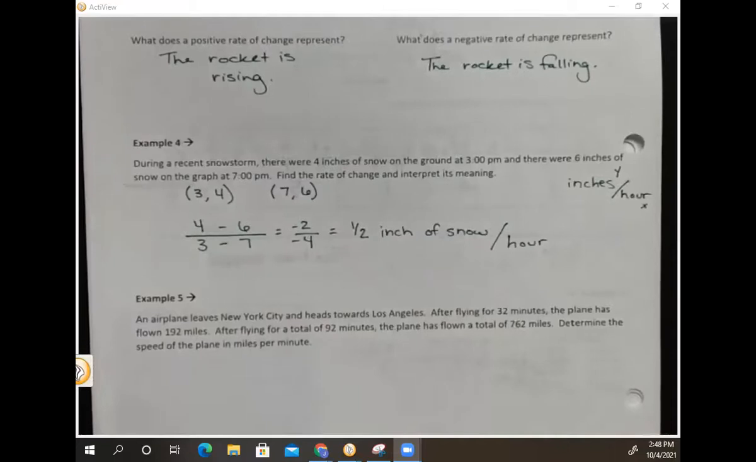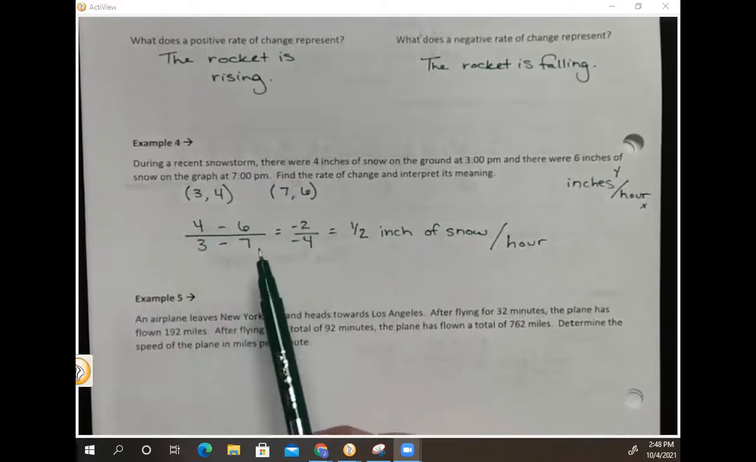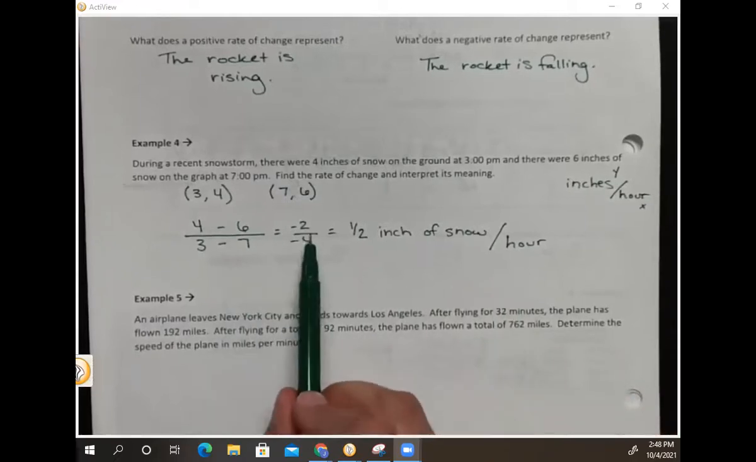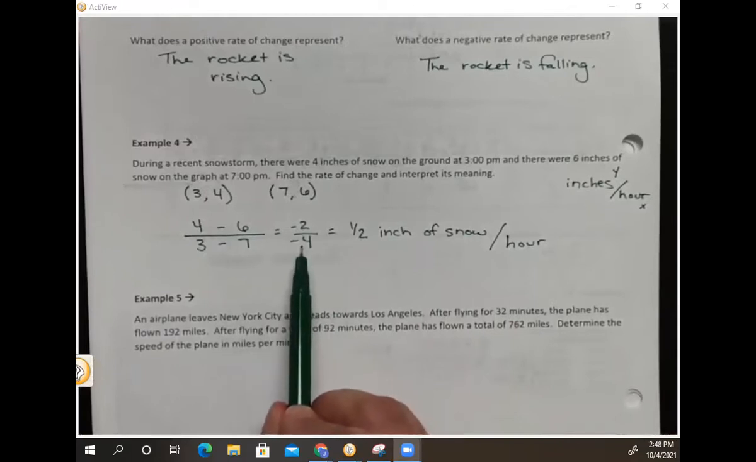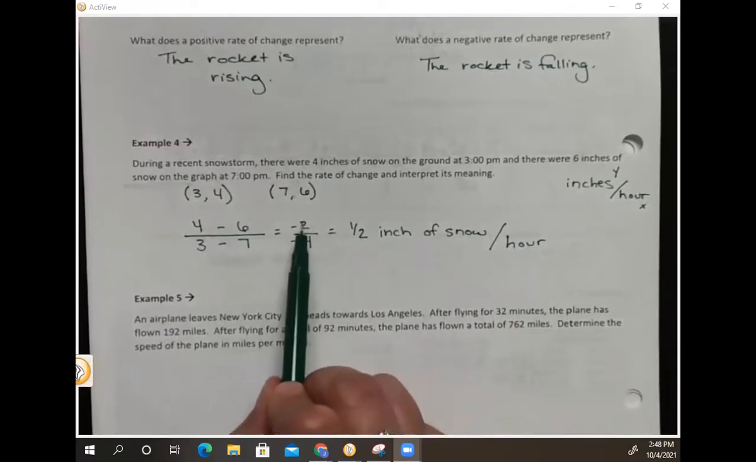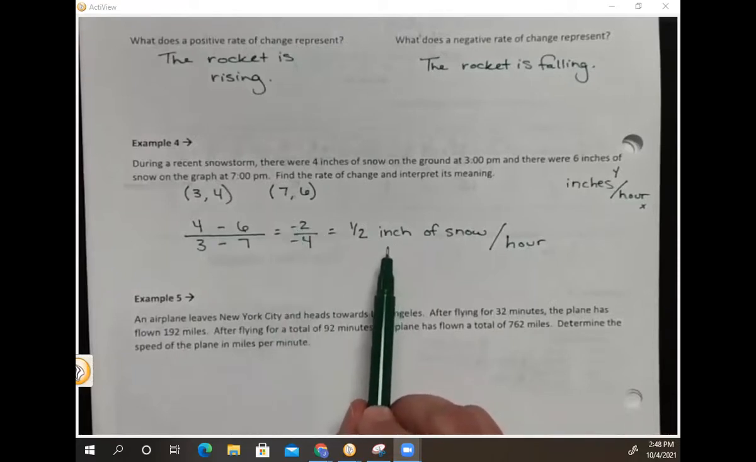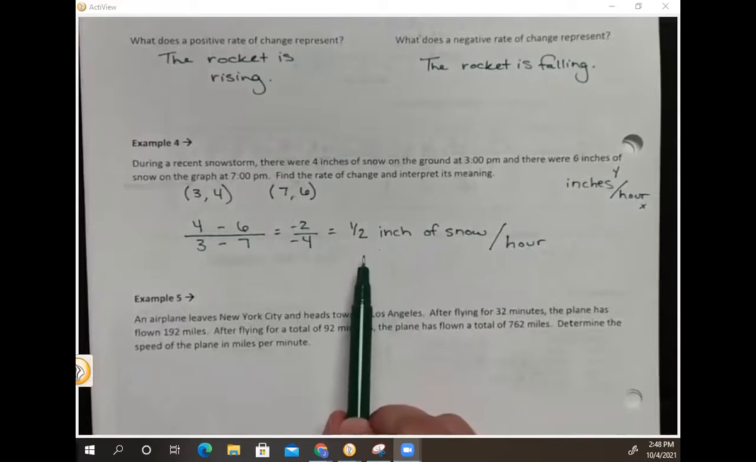Now, tomorrow we're going to talk about something called average rate of change. And I want to kind of preview that idea with this problem here. So this is Illinois. We're familiar with snow. So we had a 4-hour span of time here where we got a total of 2 inches of snow. So we said that means that snow fell at a rate of 1/2 inch per hour. Or we could think of that as 1 inch every 2 hours if we wanted to, but 1/2 inch per hour.